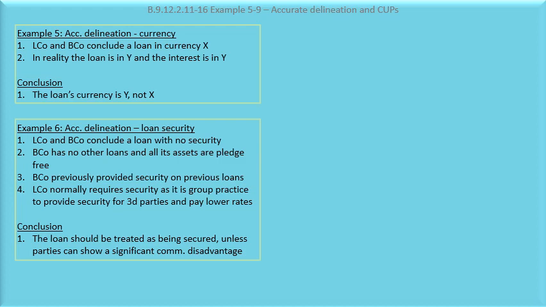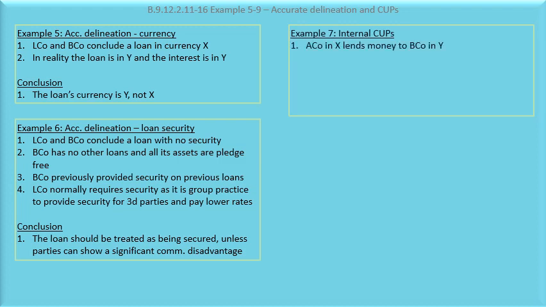So let us now look at cups. In our first example, we've got internal cups and we've got ACO, which extends in X, extending a loan to BCO in Y.